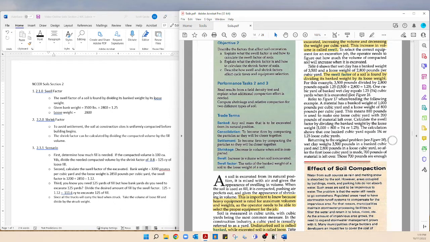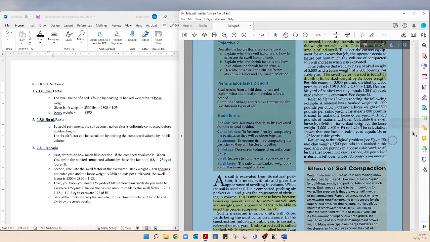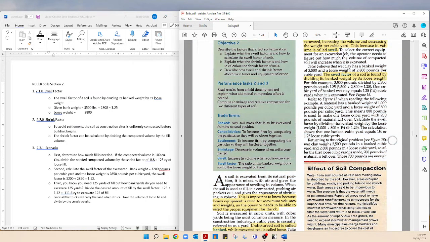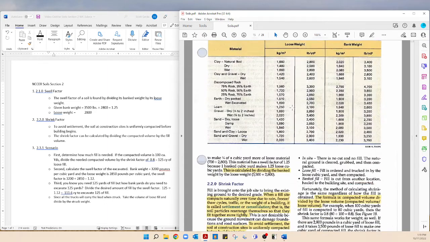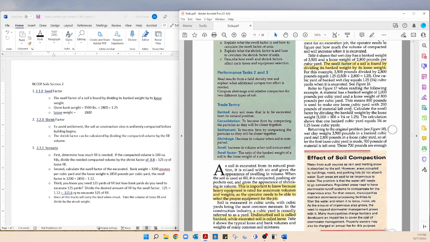So instead of referring to figure 17, let's just move on a little bit. Here, the material has a bank weight of 1,000 per cubic yard and a loose weight of 800 per cubic yard. So if you divide 1,000 by 800, you're going to get 1.25 again. They're using some figures that are easy. Sometimes you get some disturbing answers, and with using this chart here, have no fear, the answer you come up with is where you start.